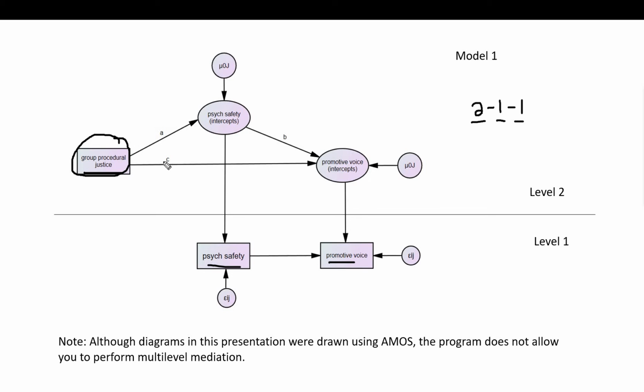And so what we have to do is study the mediated relationship by estimating the means for psychological safety and promotive voice at level 2. Fundamentally the actual test of mediation is all occurring at level 2. But the 2-1-1 is referring to the fact that we directly measured our x variable at level 2 and the mediator and the outcome variable at level 1.